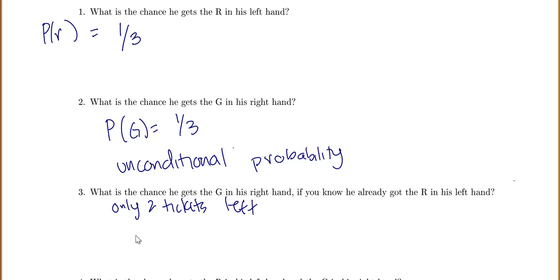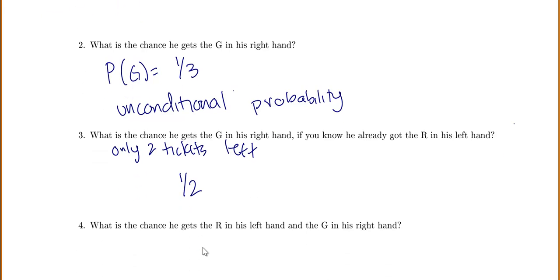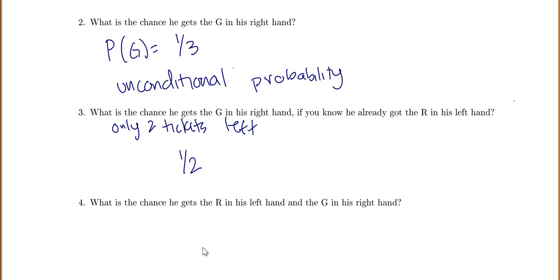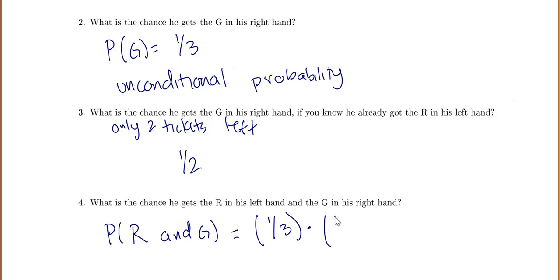And so the probability of the G is only 1/2. Number 4, what is the chance that he gets the R in his left hand and the G in his right hand? So now we're looking for the probability he gets the R and then the G. The probability of getting an R was 1/3. But now he already pulled out the R, he didn't put it back in, so now he wants to get the G, so there's only 1 out of 2 tickets left. So this would be 1 out of 6.